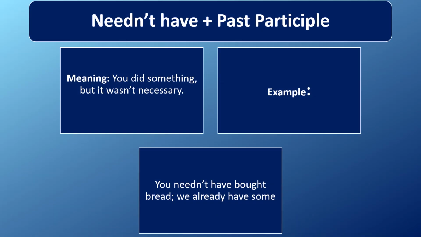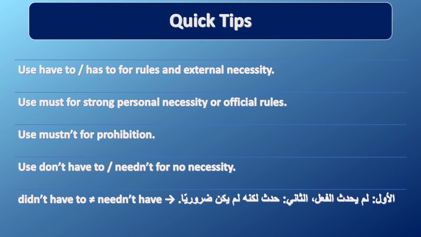Needn't have plus past participle: you did something, but it wasn't necessary. Example: you needn't have bought bread. Quick tips. Use have to, has to for rules and external necessity. Use must for strong personal necessity. Use mustn't for prohibition. Use don't have to or needn't for no necessity. Didn't have to is not equal to needn't have.